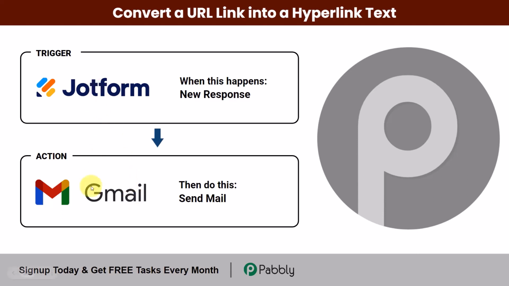So for this, I'm going to integrate these applications, and here I'm going to use an HTML code to turn the URL link into a hyperlink text. To integrate the two applications, I'm going to use Pabbly Connect. Now to understand how you can do this yourself, integrate and automate this entire process, let's start.